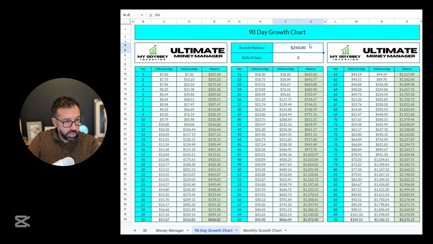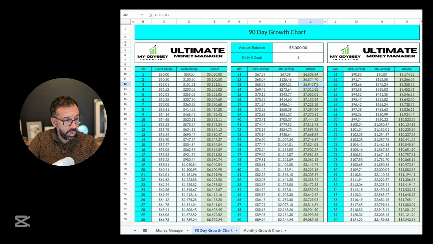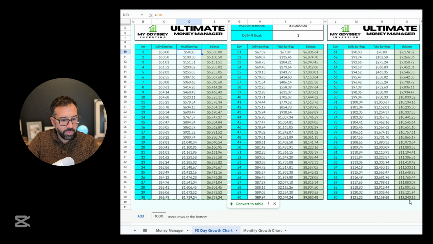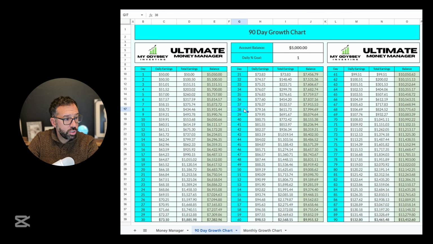Here's the monthly growth chart. Like I said, we're going to do $5,000. Maybe I only want to make 1% per day. There we go. I'm going to make $50. This shows me $12,243 after 90 days of trading. Might take you 4 months, might take you 5 months. It might be quicker. Like I said, maybe on day 4, you ended up with 5,700. Watch how it edits and changes for you.